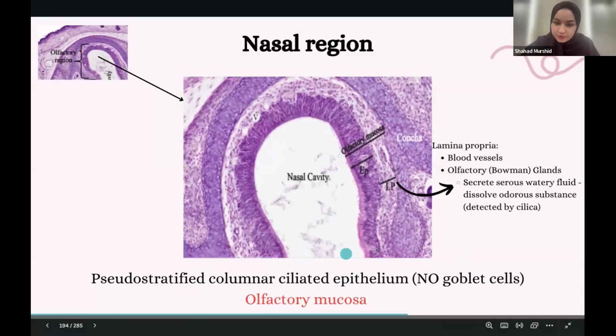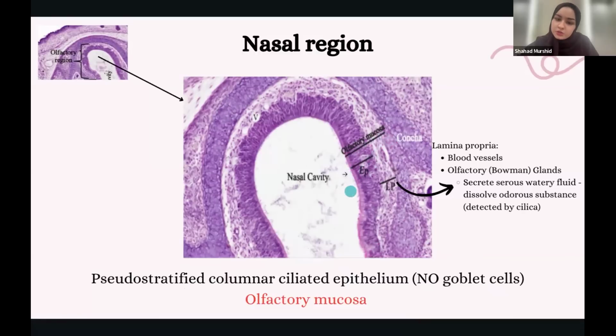So yeah, this is the whole mucosa. And in the inner portion, closer to the lumen, you have the epithelium. And then here you have the lamina propria. The lamina propria includes, again, blood vessels, and it has olfactory glands called Bowman's glands. And these secrete serous watery fluid. So compare these to the respiratory region. It had seromucinous. This one is only serous watery fluid for dissolving odorous substances, which is detected by cilia.